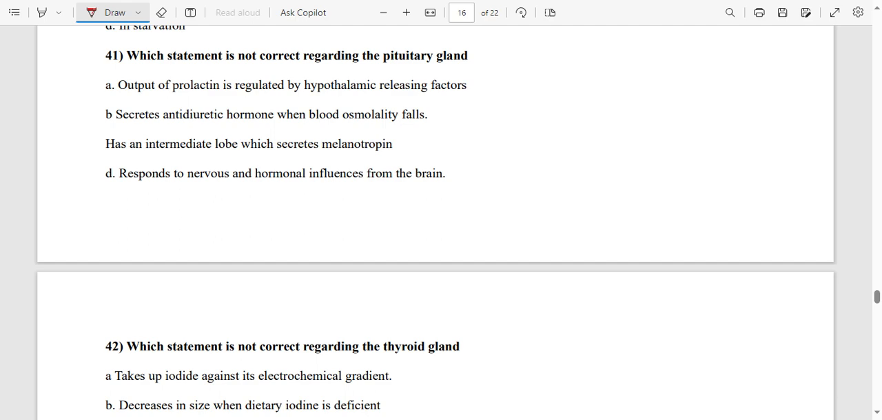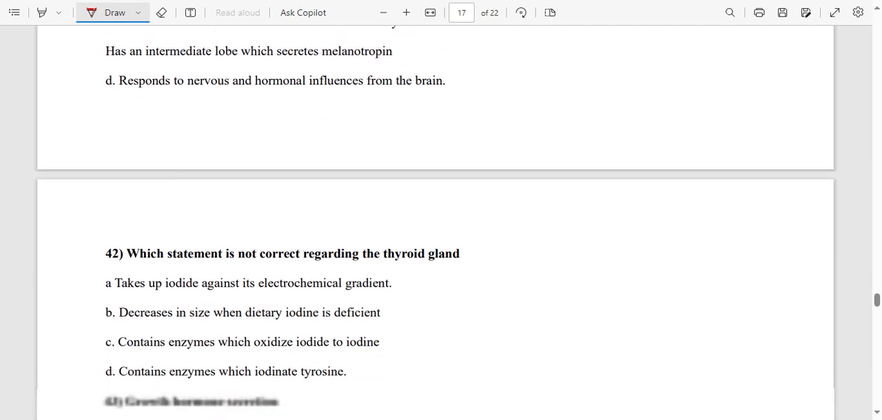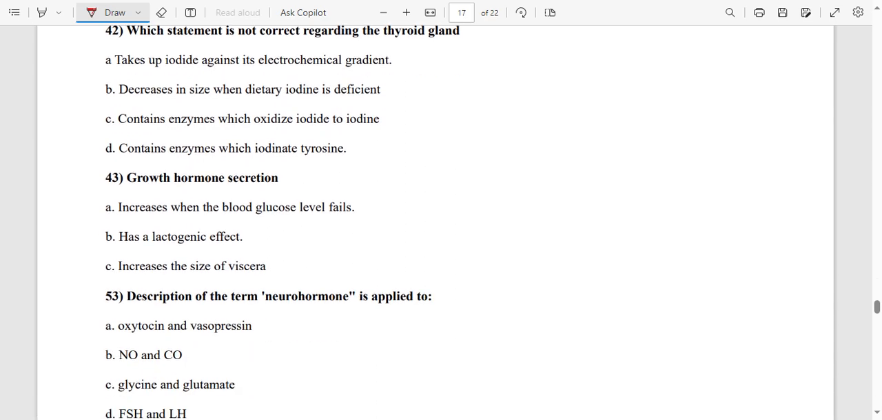For C, an intermediate lobe, which secretes melanotropin, that should be true. Responds to nervous and hormonal influence from the brain. That is also true. We know that it responds to the hypothalamus. So the answer is B. Which statement is not correct regarding the thyroid gland? Takes up iodine against electrochemical gradient. We want what is not true.